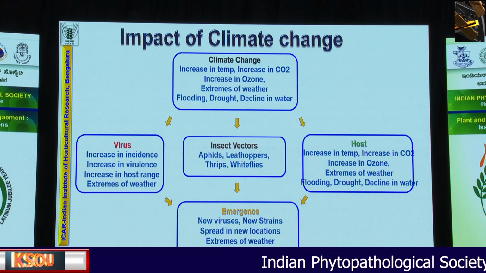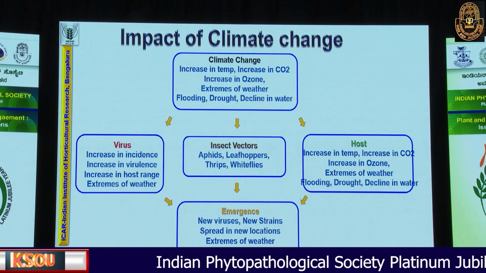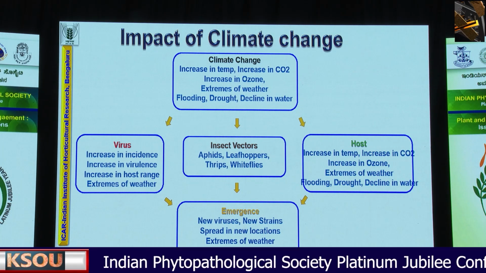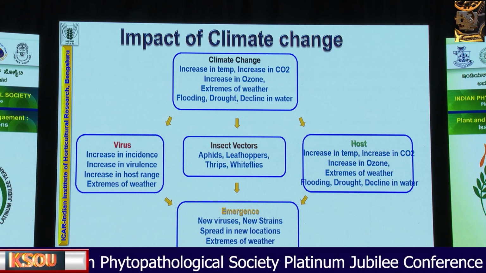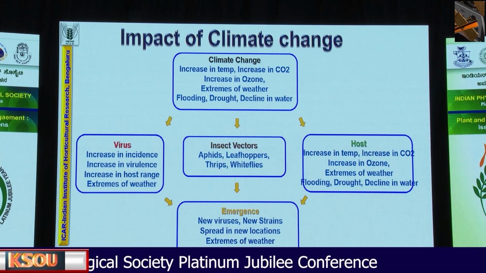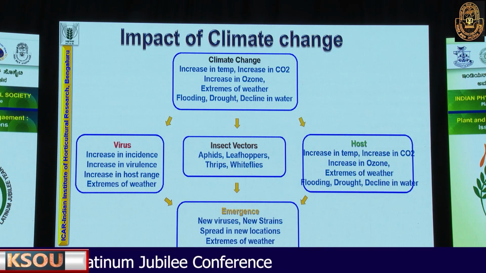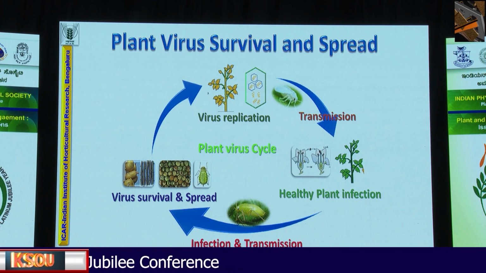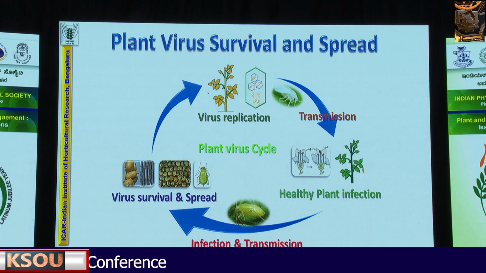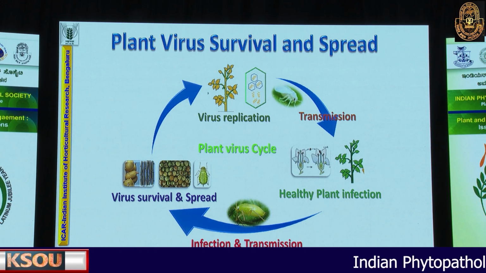If you see the effect of the climate changes we experience, climate change not only affects the virus incidence, increase in virulence and host range, but also the vectors, which are the major ones. Increased temperature makes them more susceptible to the insect vectors, in turn leading to new viruses, new strains and spread to newer locations in extreme conditions. As a virus, the cycle is: the infected plant, transmission through insect vectors to the healthy plant, either through pollen or through seed, and then again through insects, and the cycle continues.